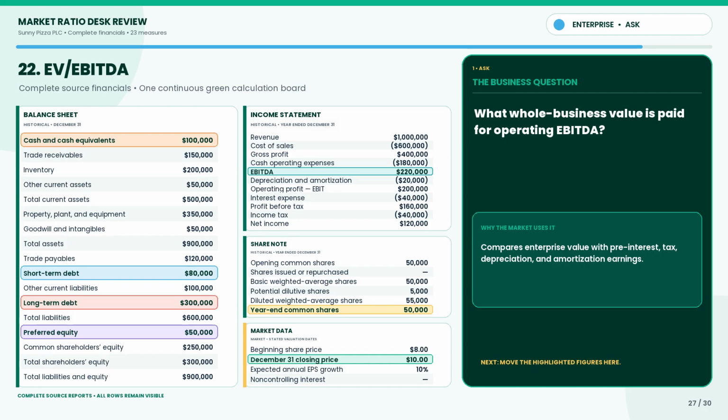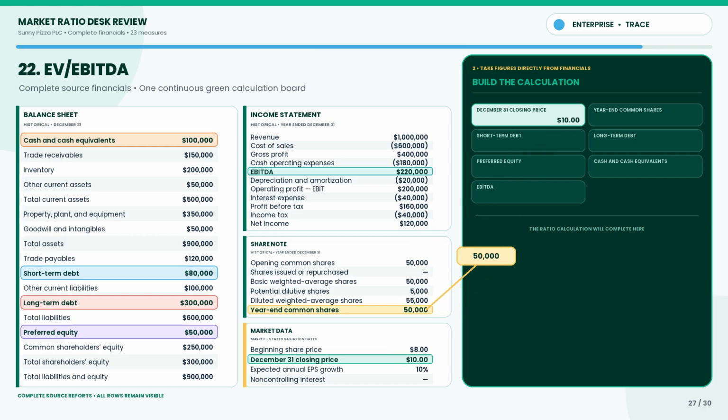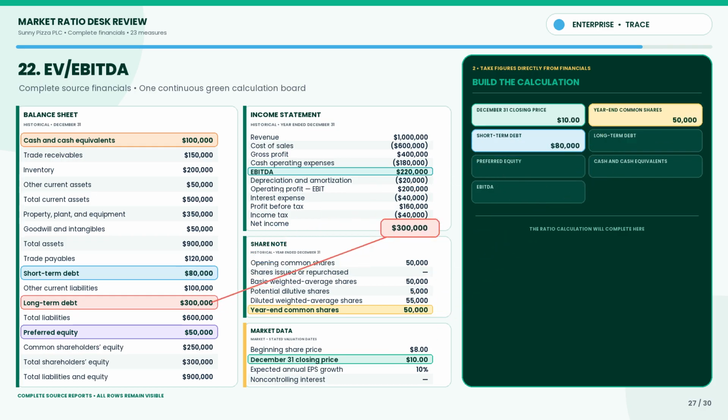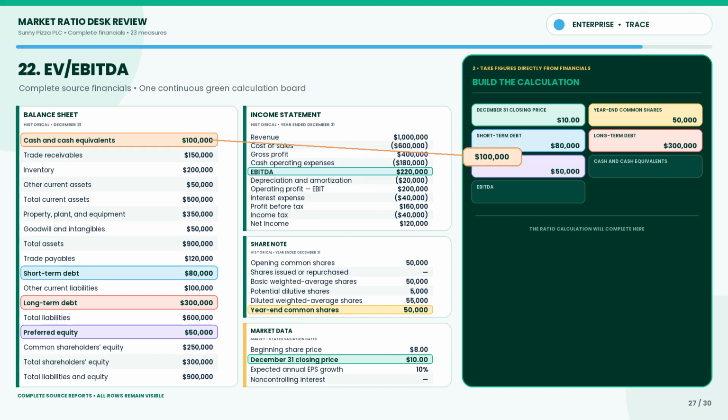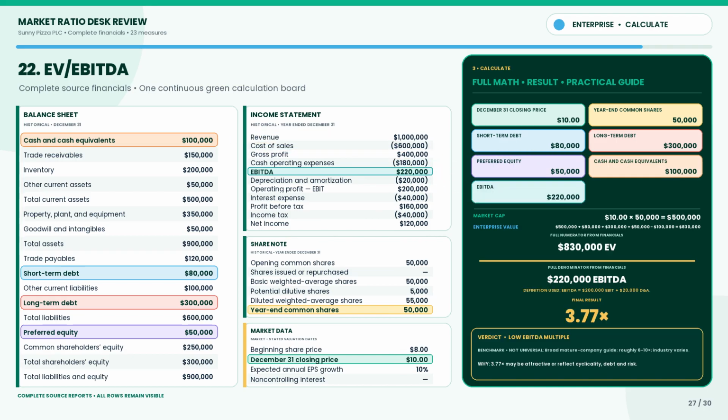What whole business value is paid for operating EBITDA? Compares enterprise value with pre-interest, tax, depreciation, and amortization earnings. For this lesson, EBITDA equals EBIT of 200,000 plus depreciation and amortization of 20,000, giving $220,000. Divide enterprise value of 830,000 by that EBITDA. EV to EBITDA is approximately 3.77 times. EV to EBITDA of 3.77 means the whole operating business is valued at almost 4 times annual EBITDA.